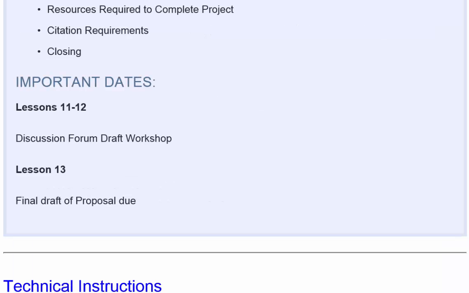The final draft of your proposal is due at the end of lesson 13, which is just 3 lessons before the final draft of your recommendation report is due. As you are working on preparing your proposal, you should also consider that you are working on the recommendation report. We will be workshopping a draft of your proposal in the discussion forums, and that will take place in lessons 11 and 12.